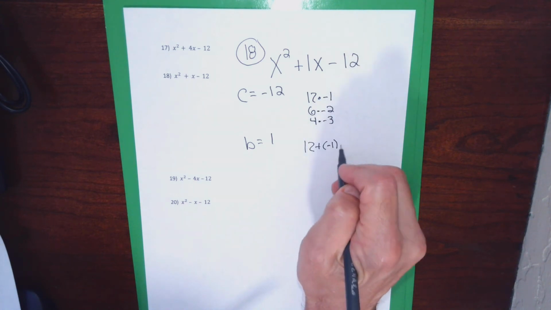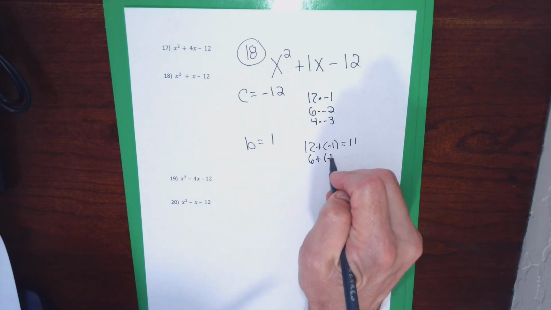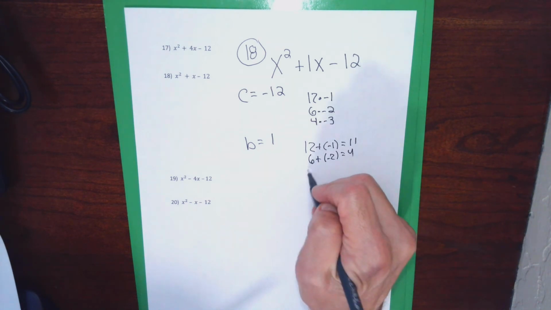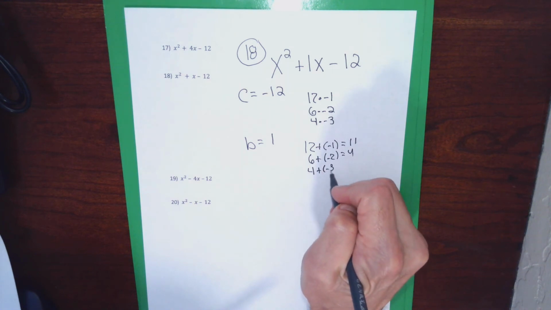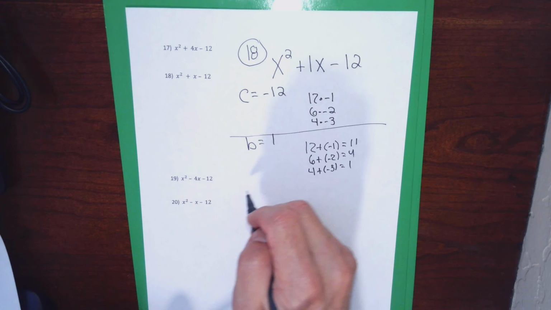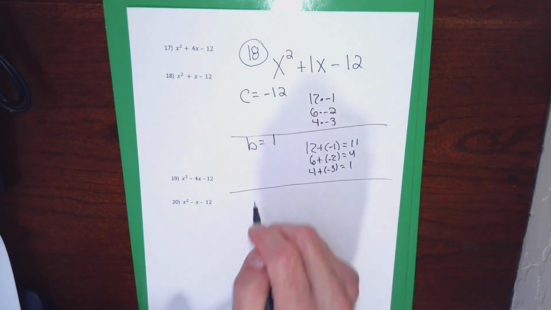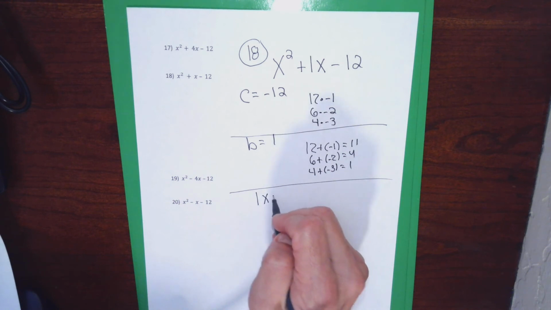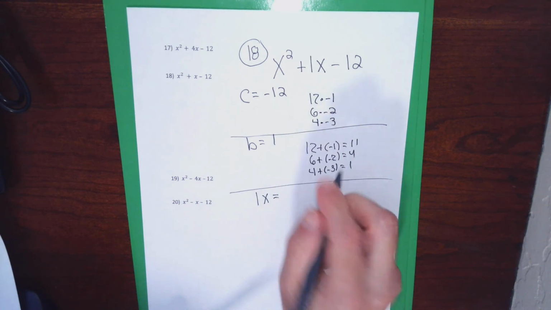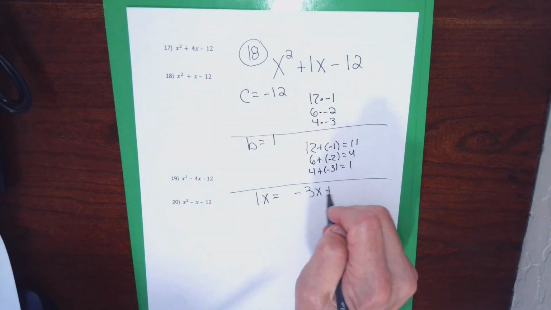The 12 plus negative 1 is 11. That's no good. The 6 plus negative 2 is 4. That's no good. The 4 plus negative 3 is 1. That's good. So first step, give me the candidates to combine to get B. Second step, actually find those candidates. And now I'm going to rewrite the 1x, which is the middle term, using the negative 3 and the positive 4.